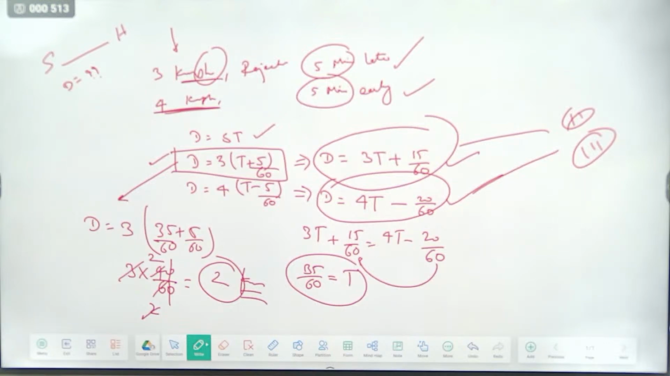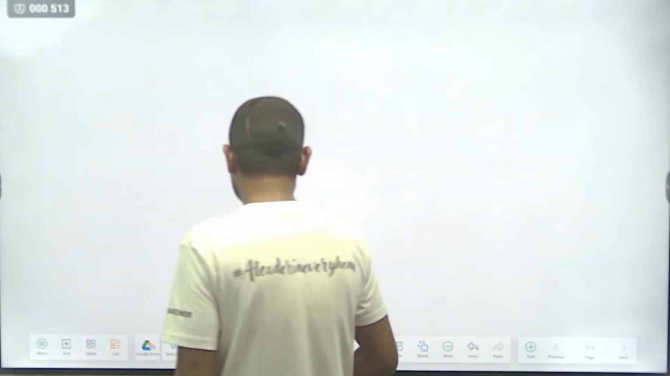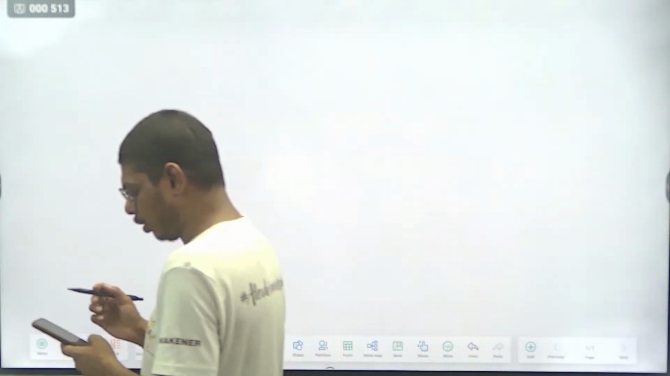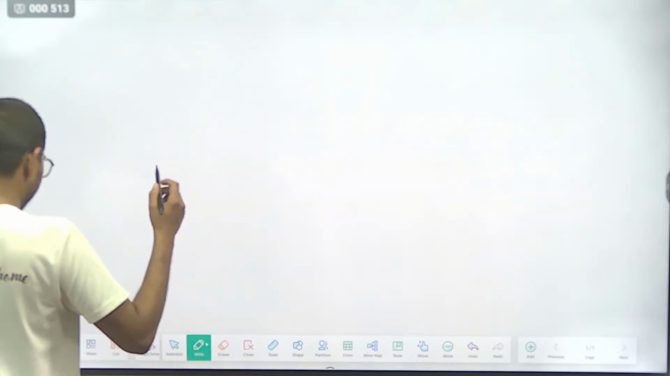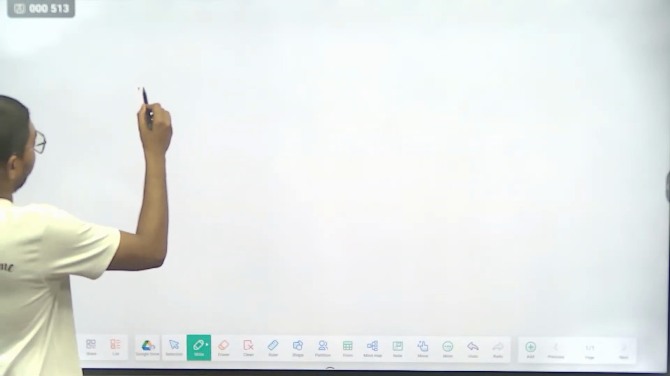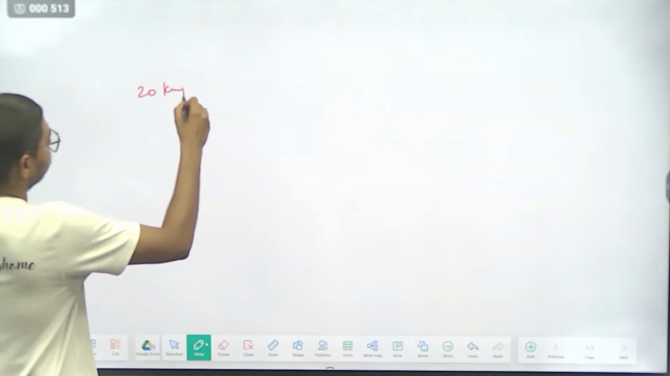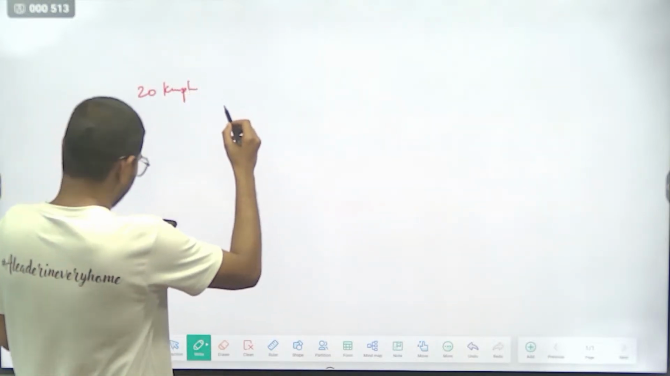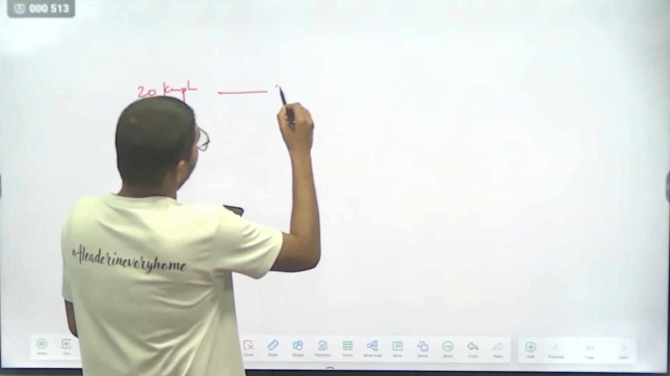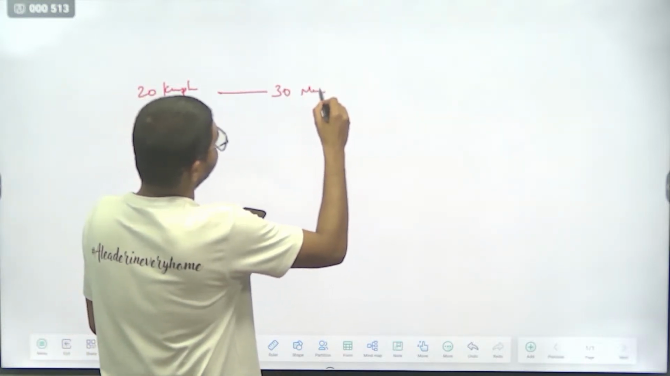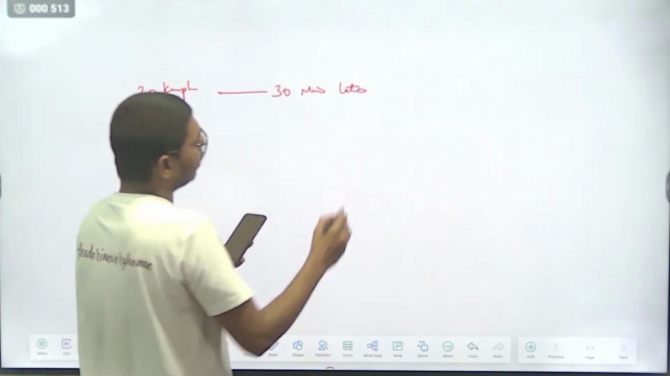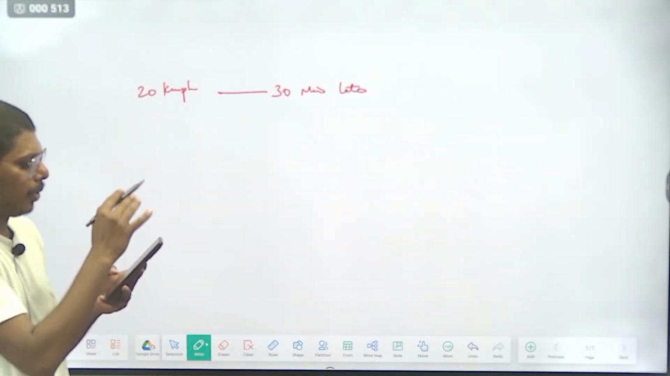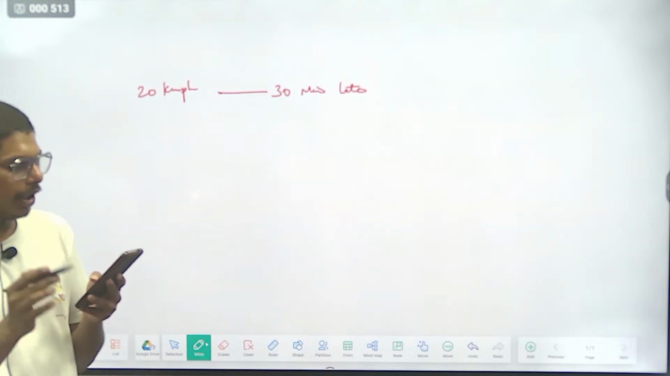Okay, so the next question is, I'm basically covering the types of questions that you might be asked. A boy is walking at the speed of 20 km/h and reaches his school 30 minutes late.